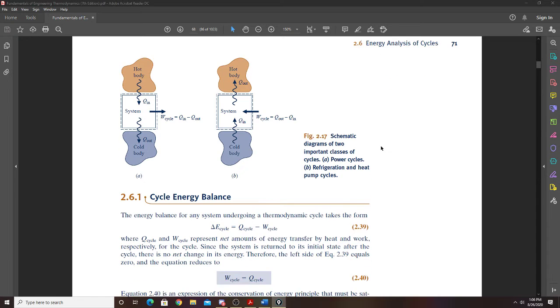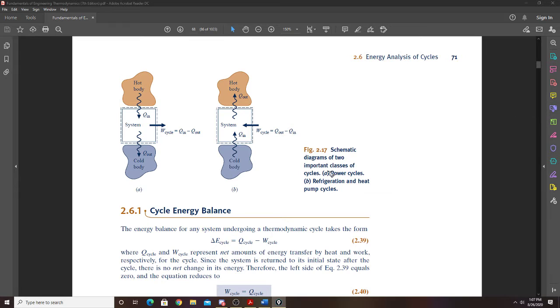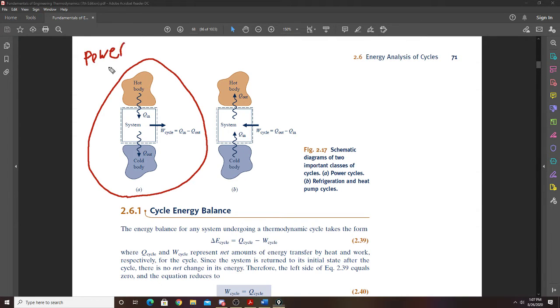So right here we have two different types of cycles that we are going to be focusing on, and they will be huge in this class and for classes to come. So right here, this is a power cycle. The reason it's a power cycle is because work is coming out of the cycle. Essentially we're taking hot energy and sending it through the system and getting some sort of work out, right?